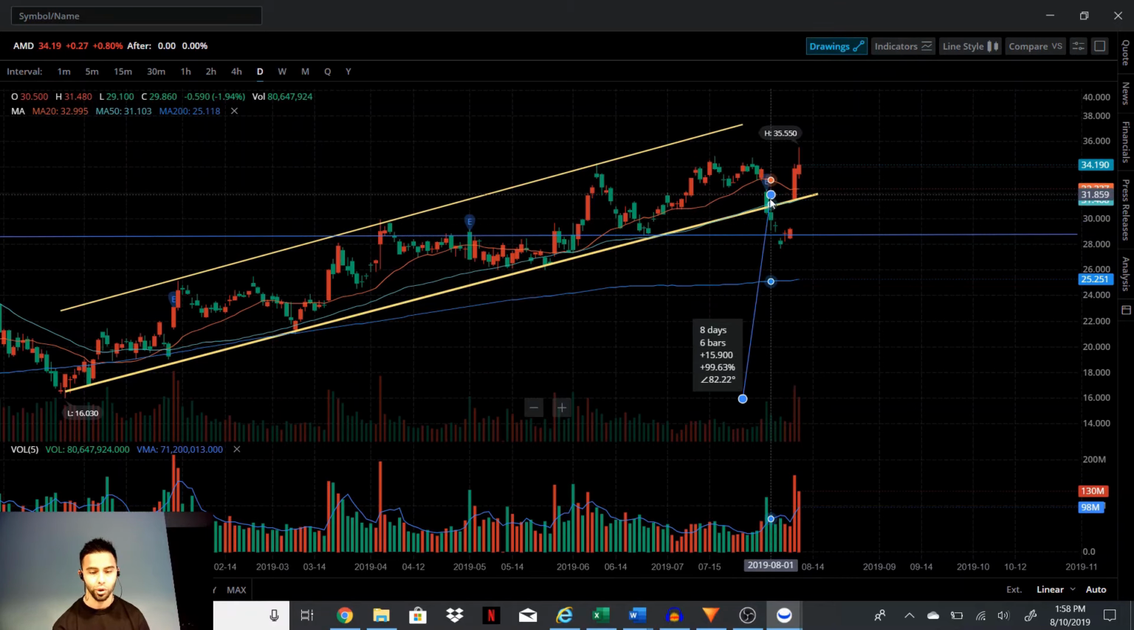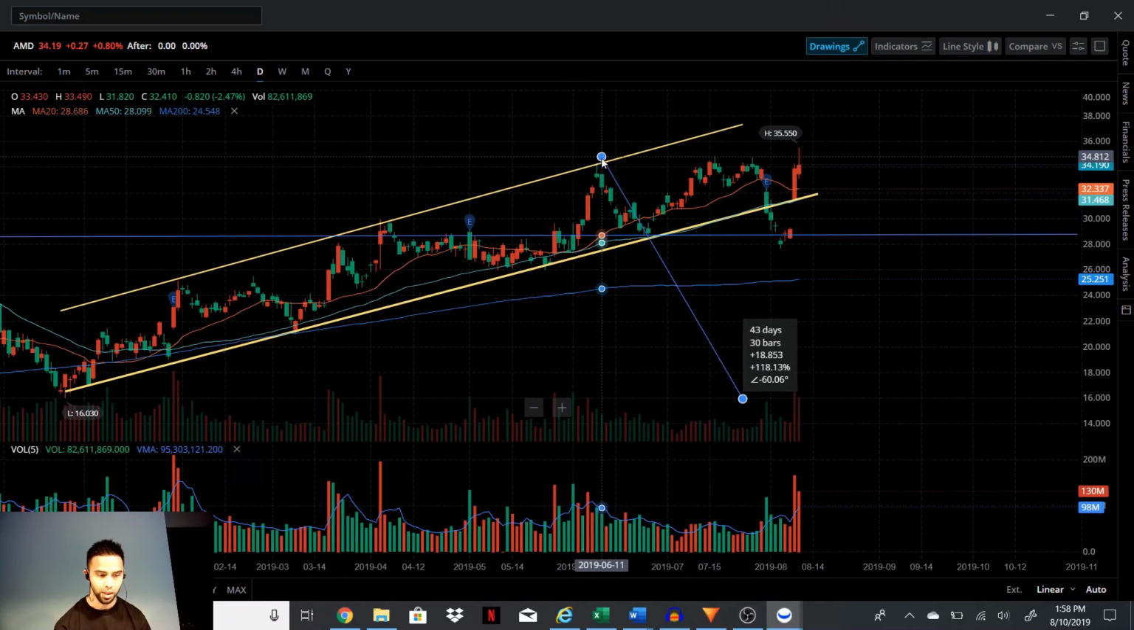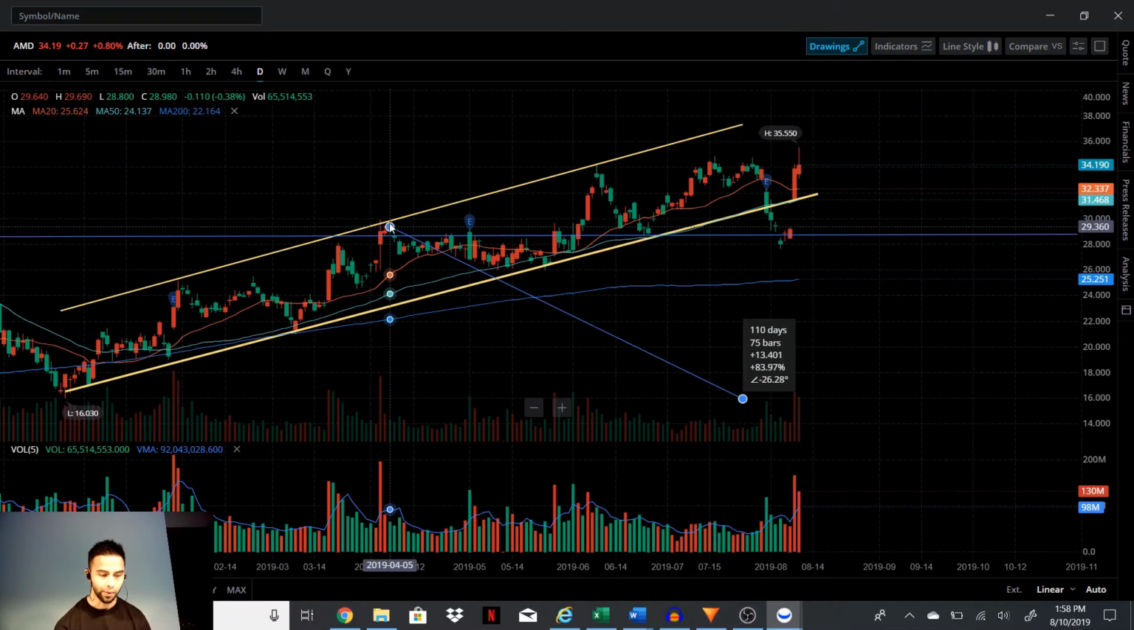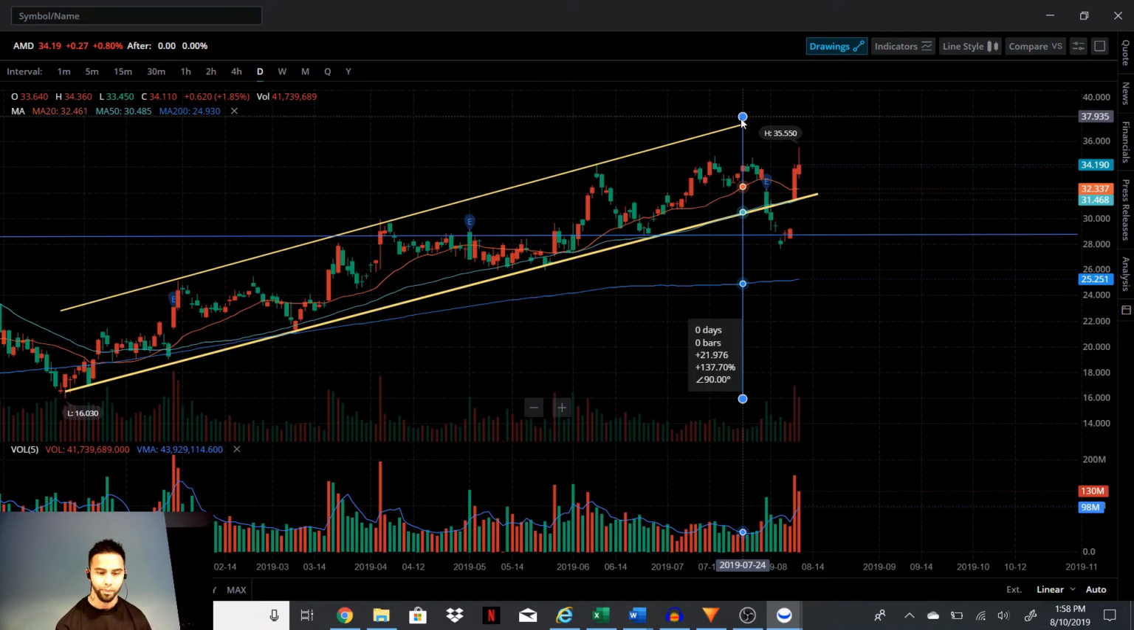It's only fair that I showed you a chart that failed, because sometimes it's not going to work the way we want it to work. We want it to break this resistance here, or maybe here, or maybe here. And after that, that's when we know our pattern is telling us, okay, this is a time to buy.